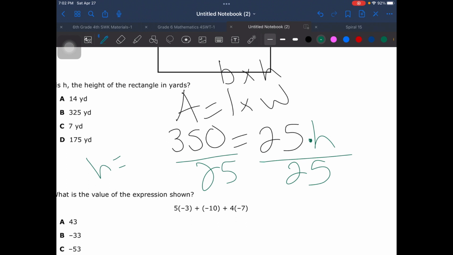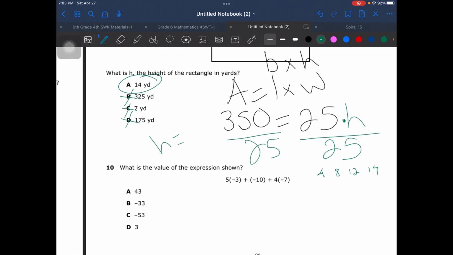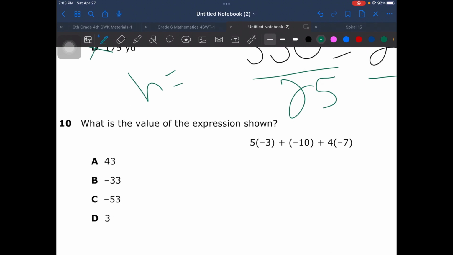Which, if I'm not mistaken, that should be what? Well, that's 4 over 100, 200, 300. So 14, right? And you can divide that normally, chicos. There's no problem there. What is the value of the expression shown?